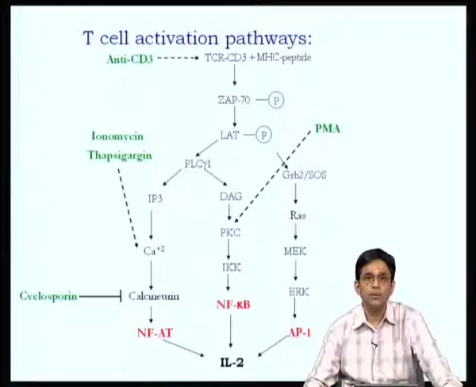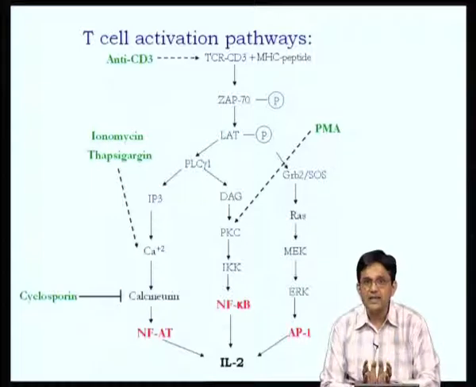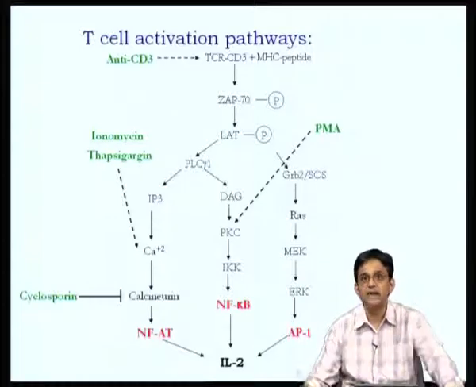The third important point that is shown here is that the target of the immunosuppressant cyclosporine is calcineurin, the phosphatase. Okay, these are important aspects. We will discuss this in greater detail in the subsequent slides, but you have a bird's eye view here of pretty much T cell activation.